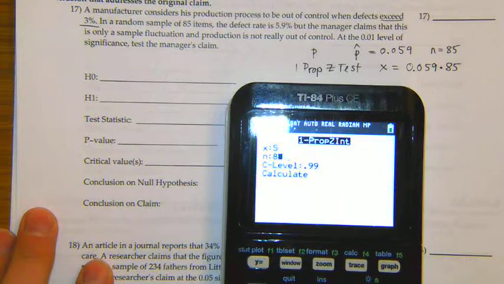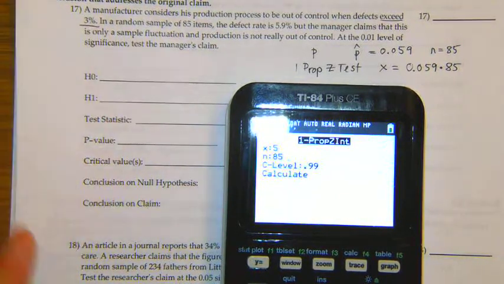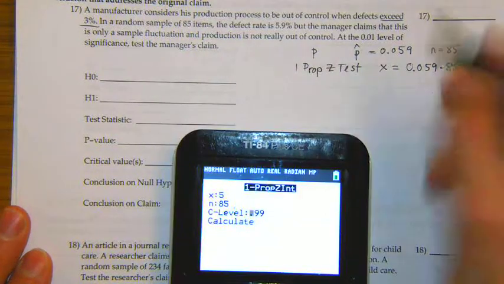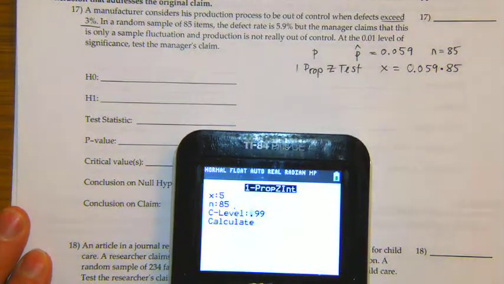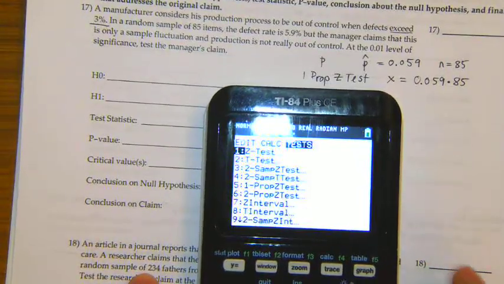n is 85. Confidence level was... oh, I'm looking at a z interval. We're in a z test. Hold on. Sorry about that. We were just looking up in the office hour at chapter 7. All right, 1-PropZTest. Sorry.